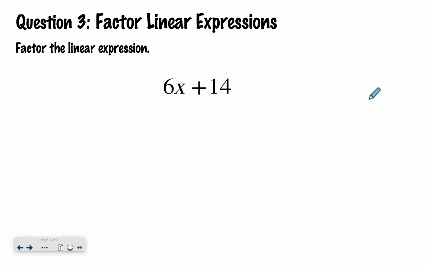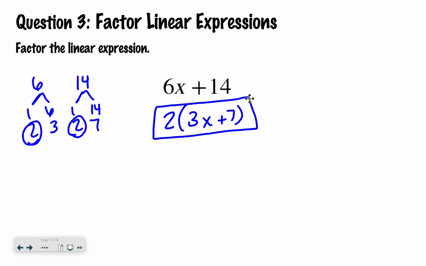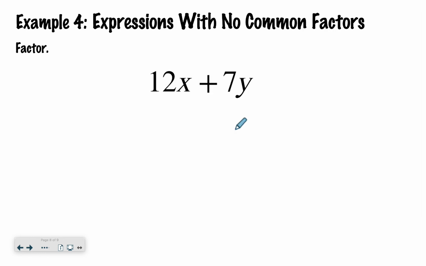Good luck. Hopefully you got a greatest common factor of 2, and then you said 6 divided by 2 is 3, and we have an x with that term, and then 14 divided by 2 is 7. So your answer is 2 parentheses 3x plus 7 parentheses. If you have questions about that, ask for some help, and let's move on to our last example from this lesson.